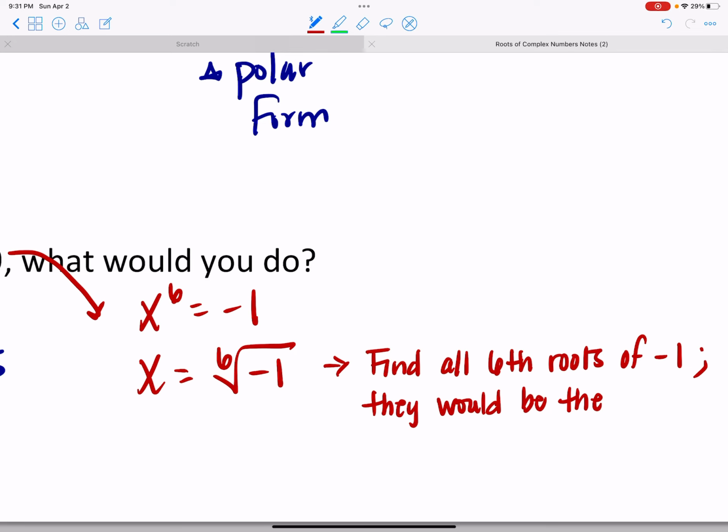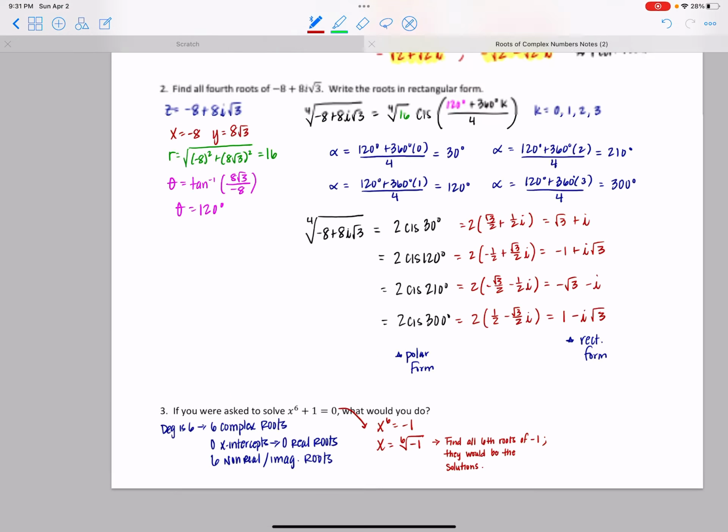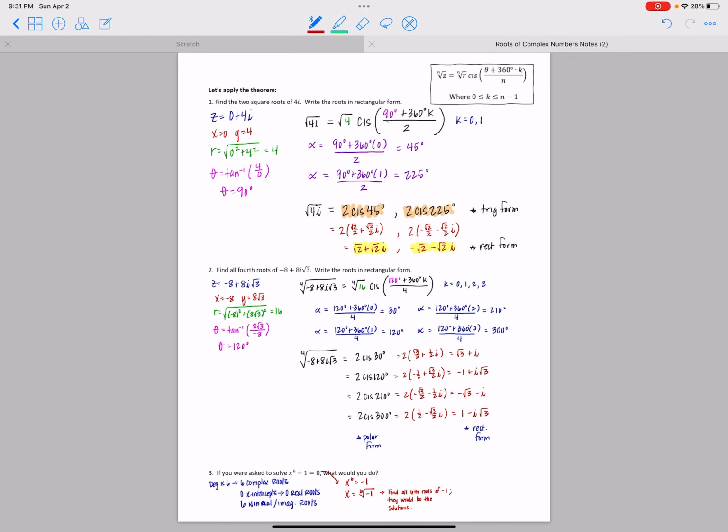Okay, so this process of finding these nth roots of complex numbers is super useful because it helps us find the solutions to our equations that cannot be solved with traditional methods like factoring or the quadratic formula. Okay, so we've got the process down. Hopefully it's enough for you to get started on your homework.